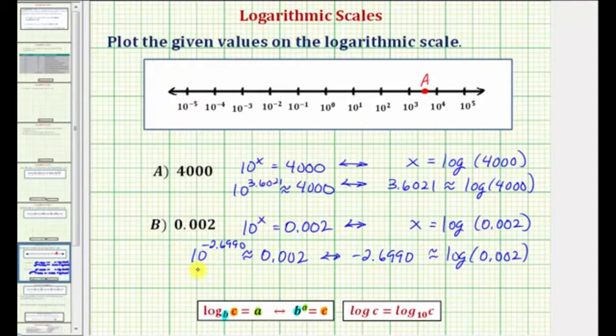So to plot point B, we need to determine where 10 raised to the power of negative 2.6990 would be on the log scale. Well, this would be between 10 to the negative 2 and 10 to the negative 3, but closer to 10 to the negative 3. So let's plot point B here, which again has a value of 0.002.